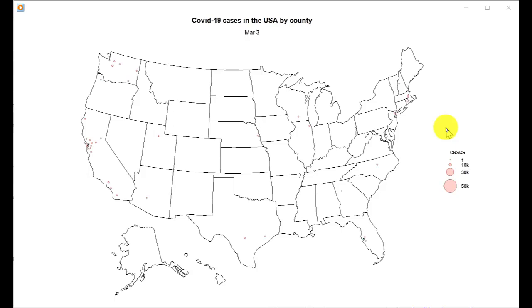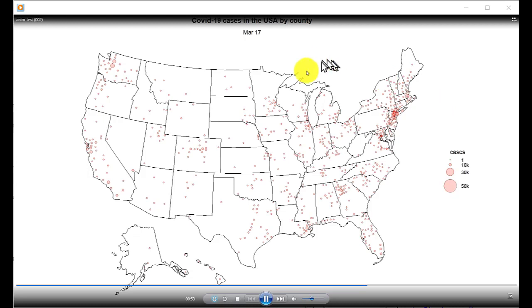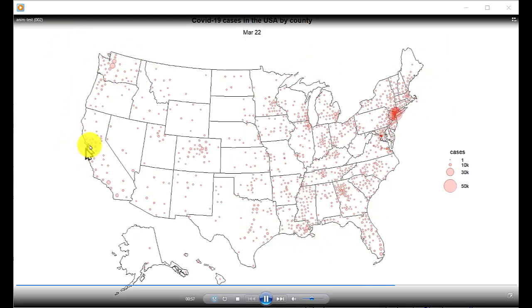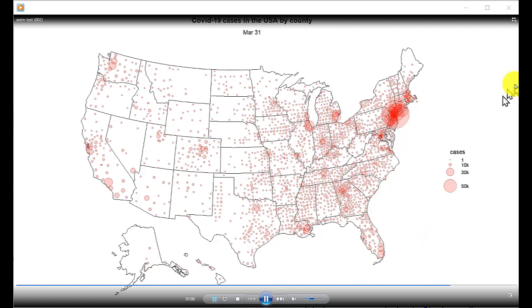Wisconsin, Illinois. A bunch of points just showed up. We have March 11th, 12th, 13th, 14th, 15th. Things are really ramping up on the east, as you can see, and there's hot spots in Washington, California, and LA. And you see the larger size bubbles here. Now there's a couple points in the Hawaiian Islands and also Alaska.